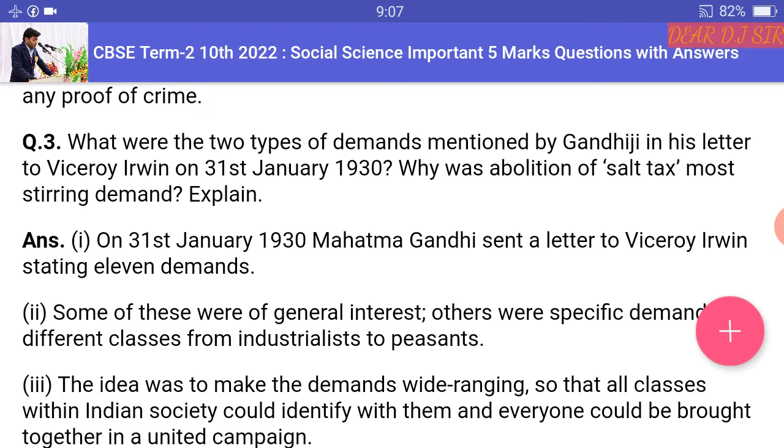Here the third question is, what were the two types of demands mentioned by Gandhiji in his letter to Viceroy Irwin on 31st January 1930? Why was the abolition of the salt tax the most stirring demand? Explain.